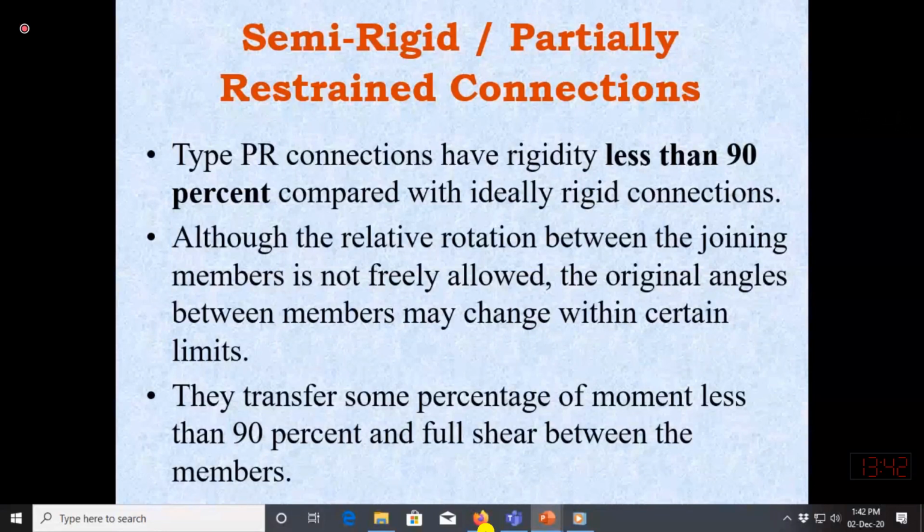We may have a semi-rigid or partially restrained connection. A partially restrained connection transfers the moment less than 90%. It means that they are not completely transferring the moment. For example, if 100% moment is acting, 50% moment is transferred to the column, and due to the other 50%, the section is bent or rotates at the end.